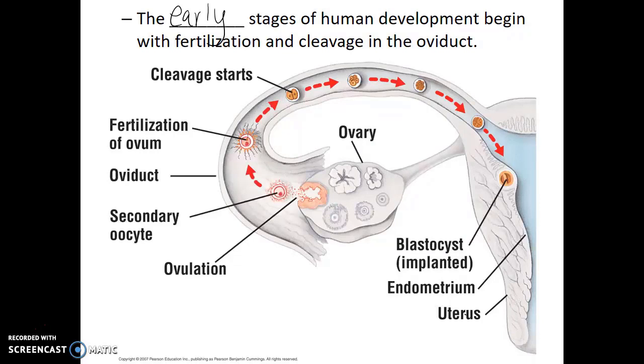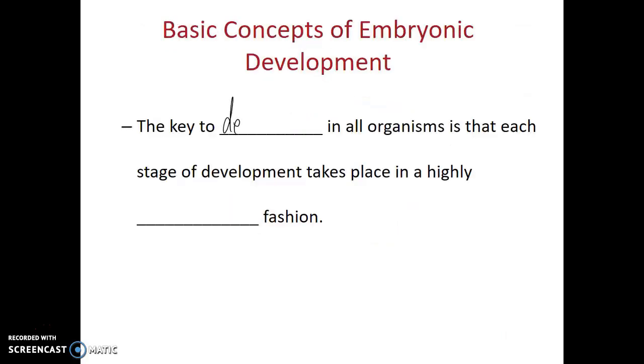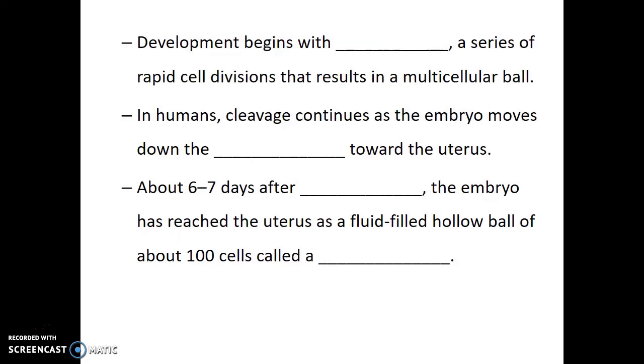So cleavage is a series of rapid cell divisions that occurs after fertilization. The key to development in all organisms is that each stage of development takes place in a highly organized fashion. Development after fertilization begins with cleavage. Cleavage is a series of rapid cell divisions that results in a multicellular ball. In humans, cleavage continues as the embryo moves down the oviduct towards the uterus.